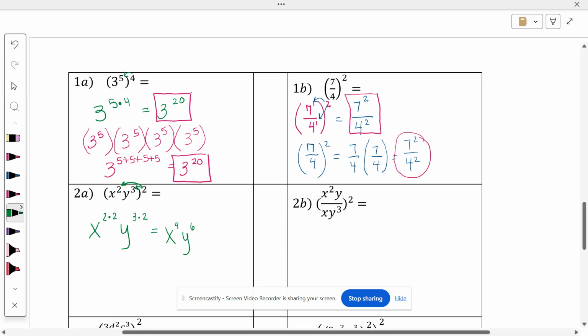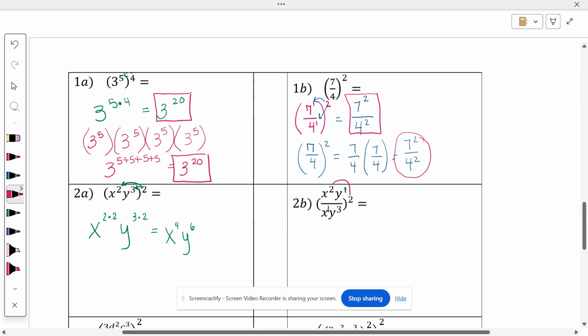The first thing I want to do is add a 1 on my y and a power of 1 on my x, because I want you to remember that even though there's no exponent inside the parenthesis, if there's not an exponent on it, it's to the power of 1. So I have x squared y divided by xy cubed, all the quantity raised to the power of 2.